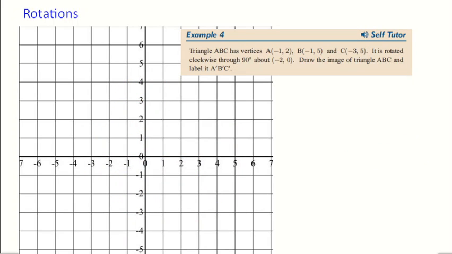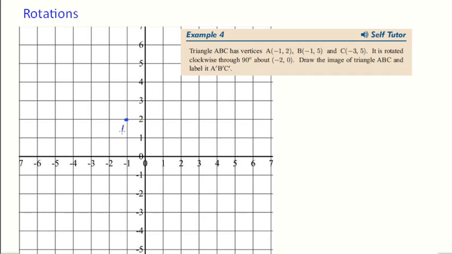Okay, so let's take a look at a different problem now. We've got a triangle ABC with vertices A (negative 1, 2), B (negative 1, 5), and C (negative 3, 5). So first let's draw this triangle. So vertices A, B, and C. So A is (negative 1, 2).